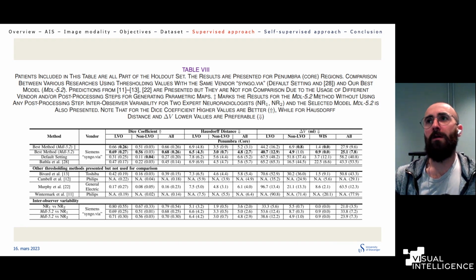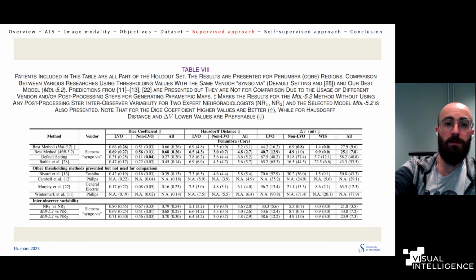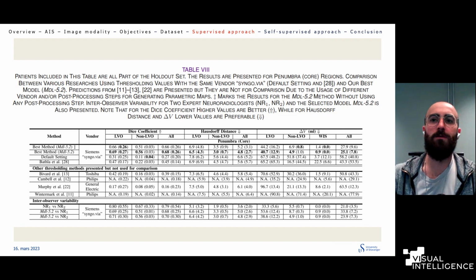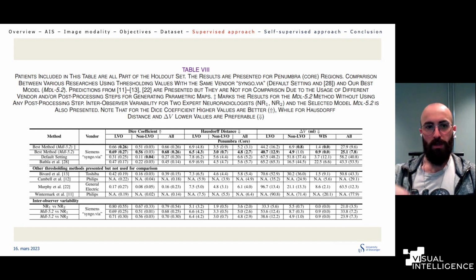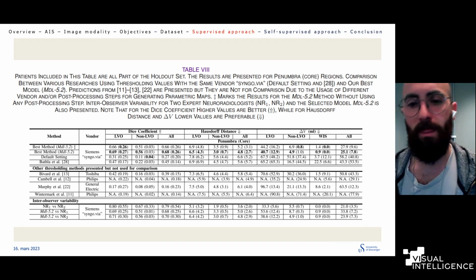We compare that model with a default setting of our vendor. We use CT perfusion CT scans made by Siemens, and the parametric maps are generated by the vendor software called Syngo.via, again from Siemens, and they have a default setting to define where these penumbra and core regions are. So we compare our best model with the default setting, and also with some other literature research papers. They use thresholding approaches, and we saw that our method is really good, or better, at segmenting penumbra in large vessel occlusion patients and in non-large vessel occlusion patients, but it's not as good or as accurate at defining the core, which is a very small area in the brain tissue.